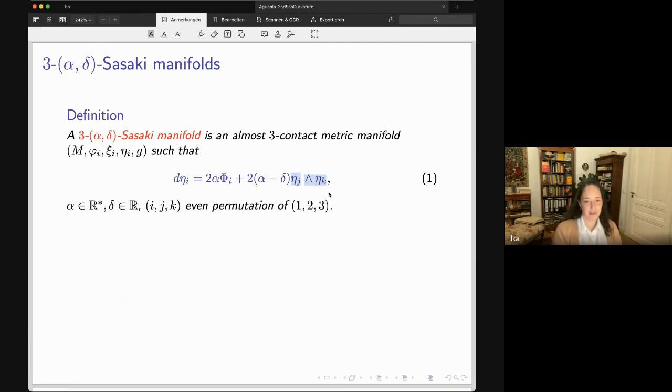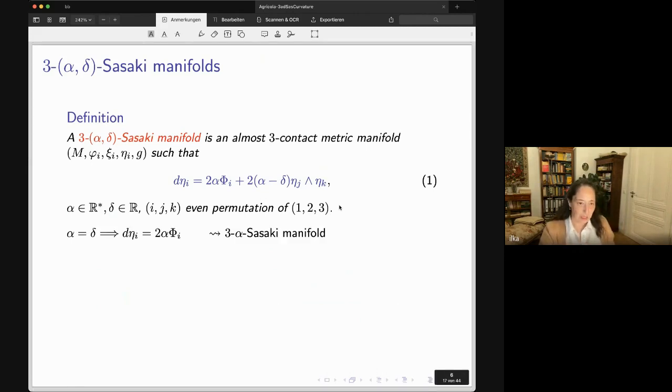What I'm advocating is that this is the right condition to look at. It's a very easy modification. It's the kind of modification which would not appear in dimension one if you only consider one structure, clearly, because we have this mixture. But this mixture just makes things fit together perfectly and still gives freedom to play around with these manifolds. Now, if alpha is equal to delta, this is an obvious special case, because then this additional term vanishes. And this would just be a classical free alpha Sasaki manifold.